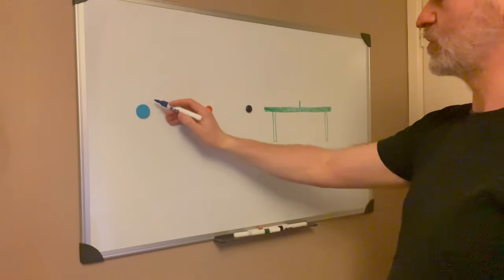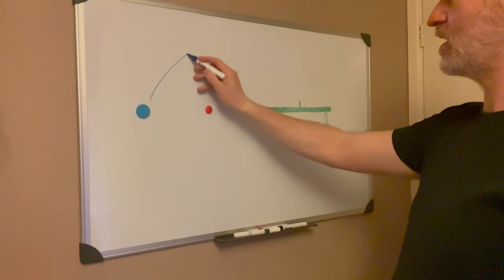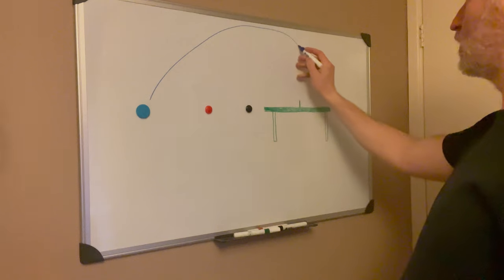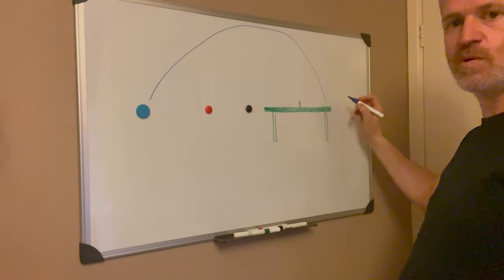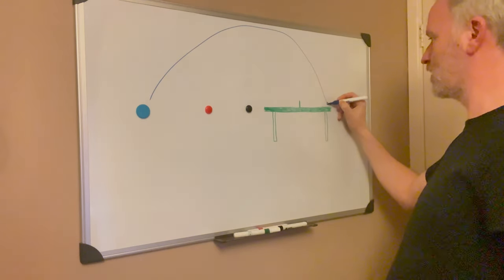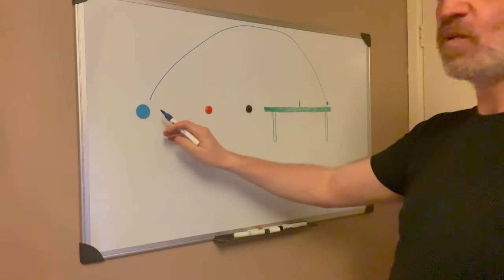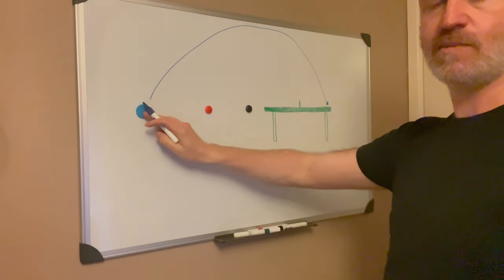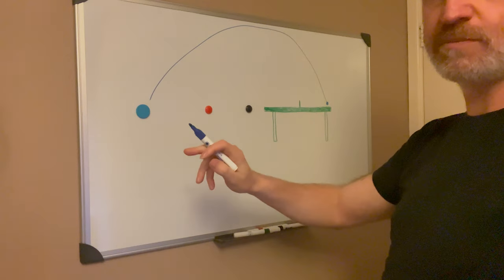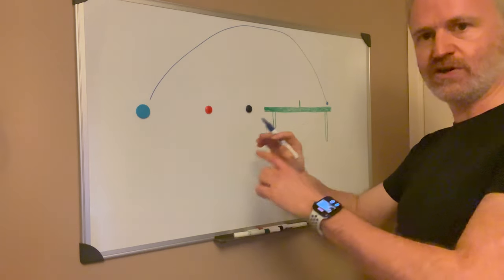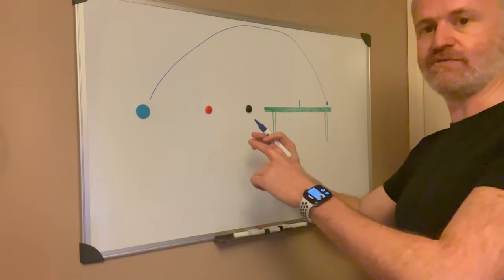So how do we do that? We're going to try and throw that ball up, and the spin will bring it down to this point here. So that's what we're looking to do when we are far away from the table. Now the contact point will be a lot more vertical in order to achieve that.